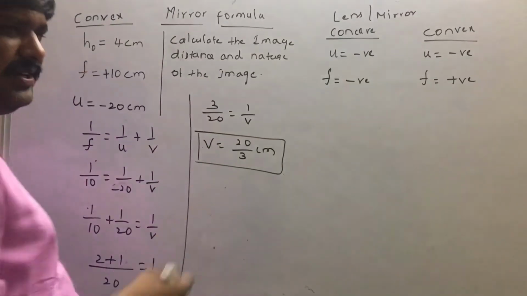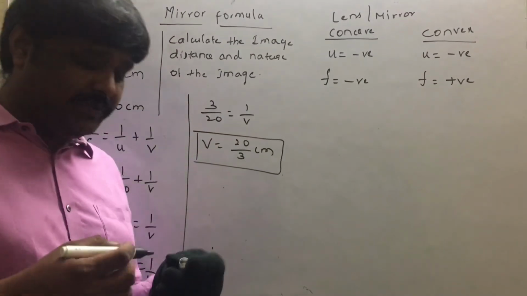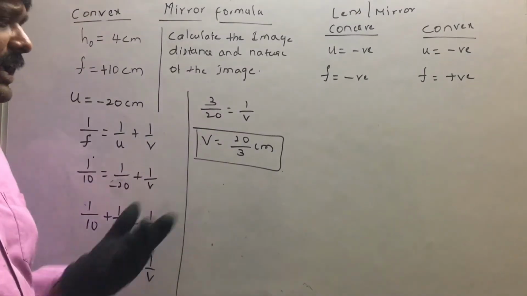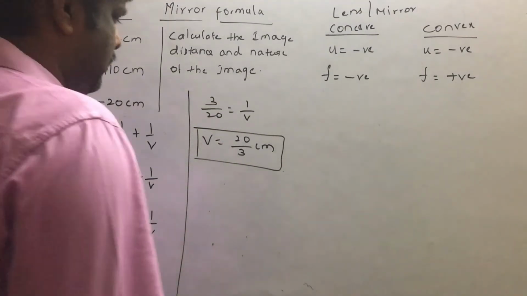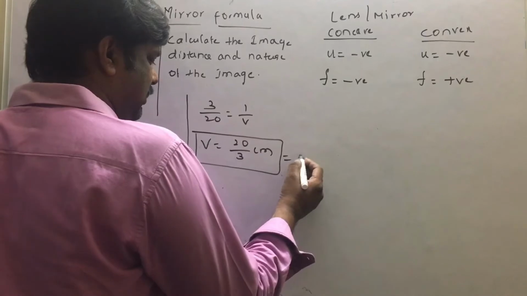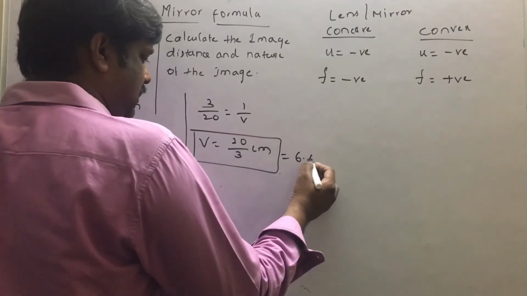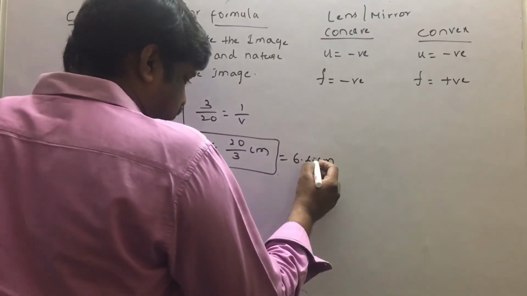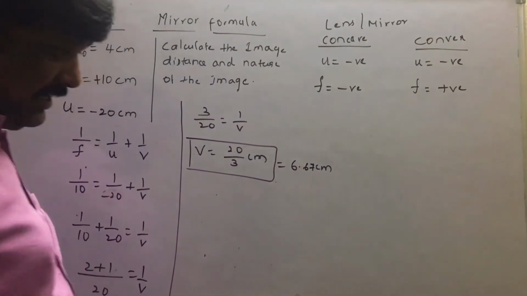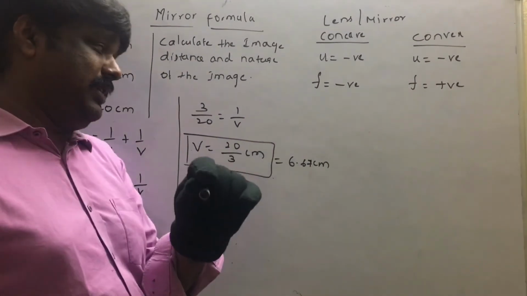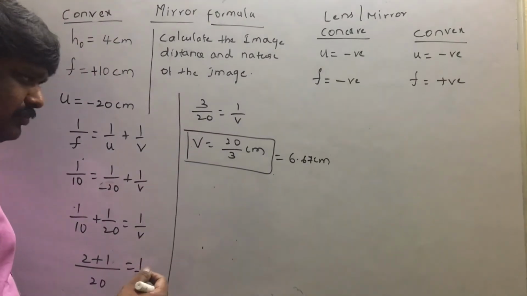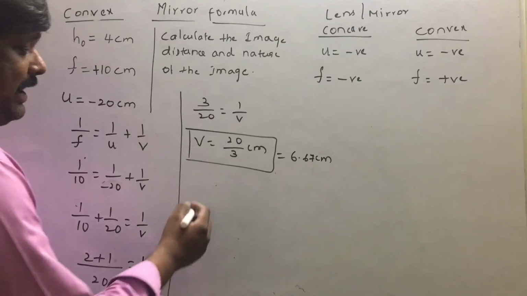We do not consider the image distance in terms of decimals. Now, converting to decimals, approximately 20 by 3: 3 sixes are 18, point 6 centimeters, and if we stop at the second decimal point, 6.67 centimeters approximately. Okay, now let us move on to the magnification.